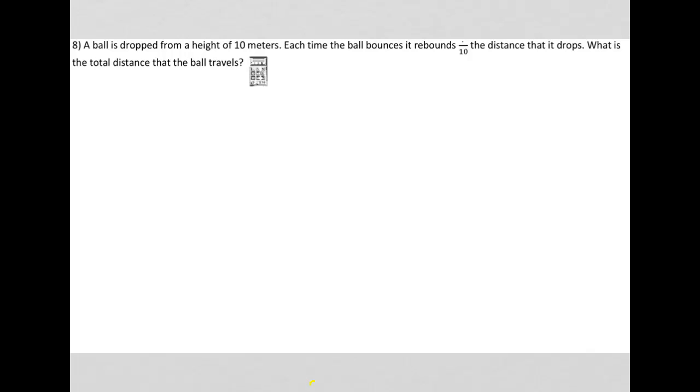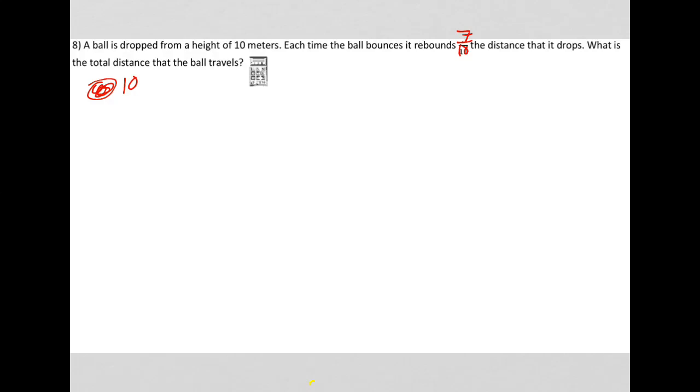Okay, problem number 8. A ball is dropped from a height of 10 meters. Let's draw a little diagram here. Here's some ball. It's being dropped from that initial height of 10 meters. Each time the ball bounces, it rebounds 7/10 the distance that it drops. What's the total distance the ball travels?